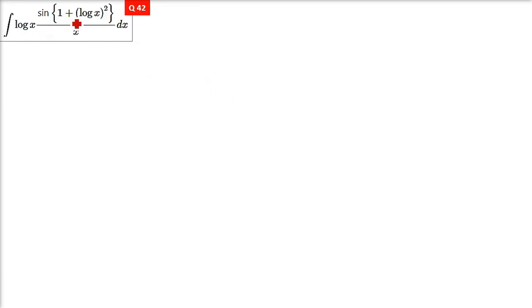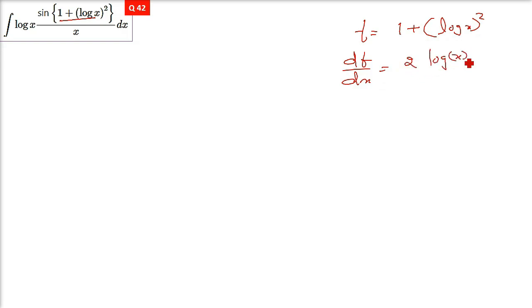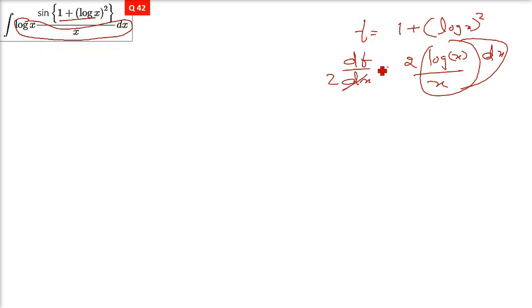We have sine of 1 plus log x whole square, and x is in the denominator. So 1 plus log x whole square, if you take it as t, let's see what we get. t equals 1 plus log x whole square. Now when we differentiate, dt by dx: 1 will be 0, log x whole square will be 2 log x, and the differentiation of log x will be 1 by x. So log x by x we have got. That's what we wanted, and dx, log x, x is already there in the question. So if we equate, it is dt by 2.